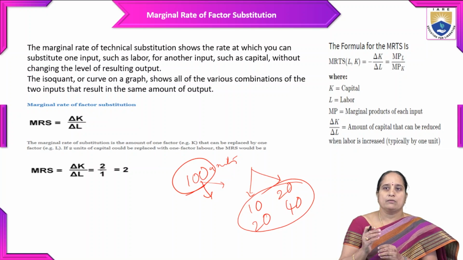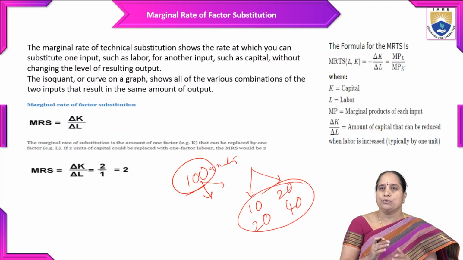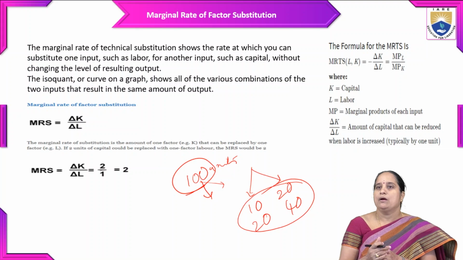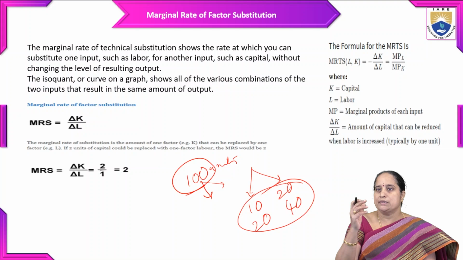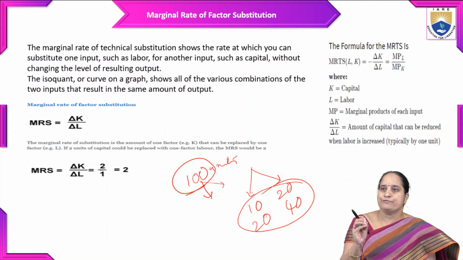So the isoquant, or the curve on a graph, shows all the various combinations of 2 inputs that result in the same amount of output. The formula for MRTS is MRTS of L, K. L stands for labor and K denotes the capital. So it is the change in capital divided by the change in labor. Whereas MPL and MPK denote marginal product of labor and marginal product of capital.